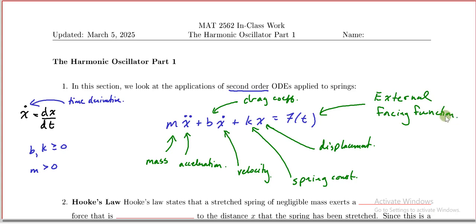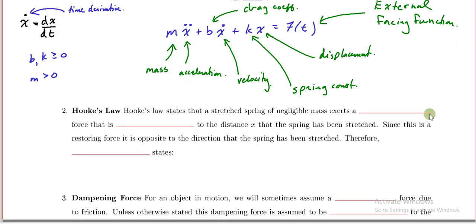Okay, so that's a lot. Let's go ahead and first examine each of the components of this model, and then we'll derive this model later on in the video. So the first thing we want to talk about is Hooke's law. And Hooke's law says that when we stretch a spring with a negligible mass, that spring is going to exert what's called a restorative force.